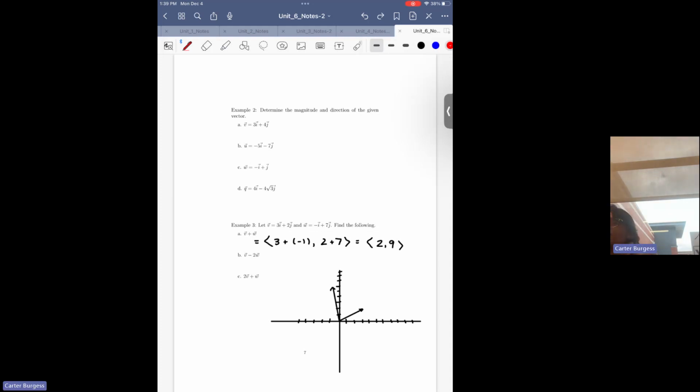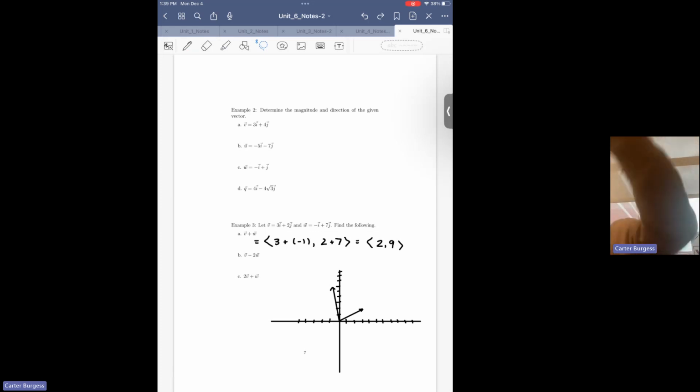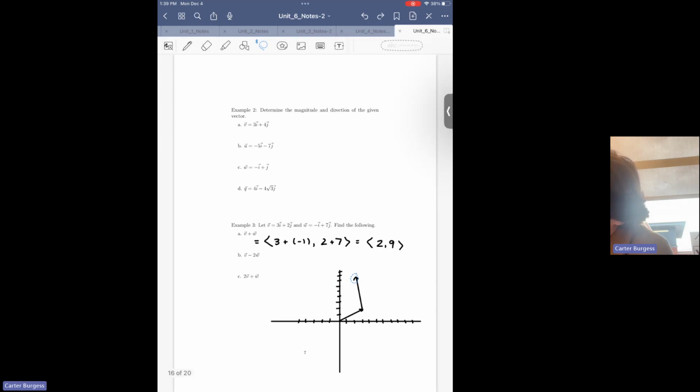So for the vector -1, 7, -i plus 7j, we go backwards by 1 in the x direction, and then up 7 in the y. And then we were saying, if I'm doing v plus w, we first travel by v, and then from there, wherever we stop, we continue by w, which takes us to what we see here. Which matches what we found algebraically, that this is 2, 9.